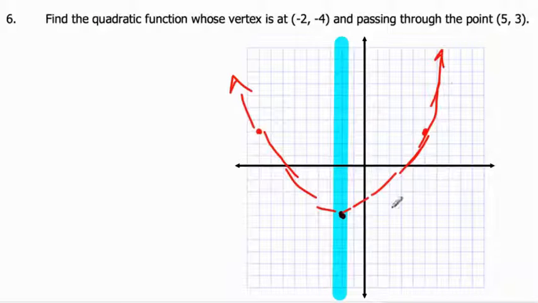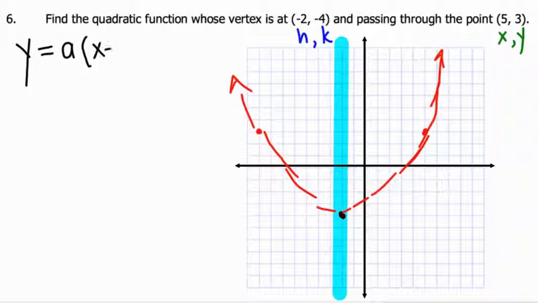Now there's only going to be one equation that fits this parabola. When we say that the vertex is at -2, -4, that means we have a value for h and a value for k. When it tells us that it goes through another point that lies on the parabola, that's a point x, y. We are going to use vertex form that says y equals a times the quantity x minus h quantity squared plus k.